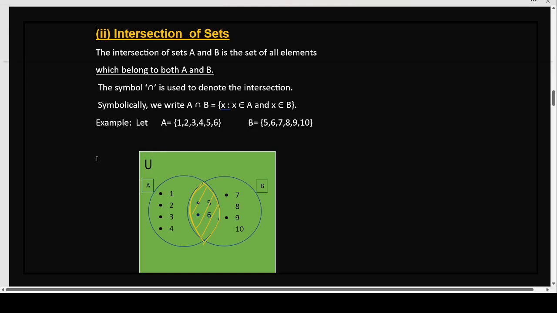Let us take an example. A equals 1, 2, 3, 4, 5, 6. B equals 5, 6, 7, 8, 9. As you observe, 5, 6 are common here. So this is the intersection of A and B. We can write A intersection B is equal to 5, 6.